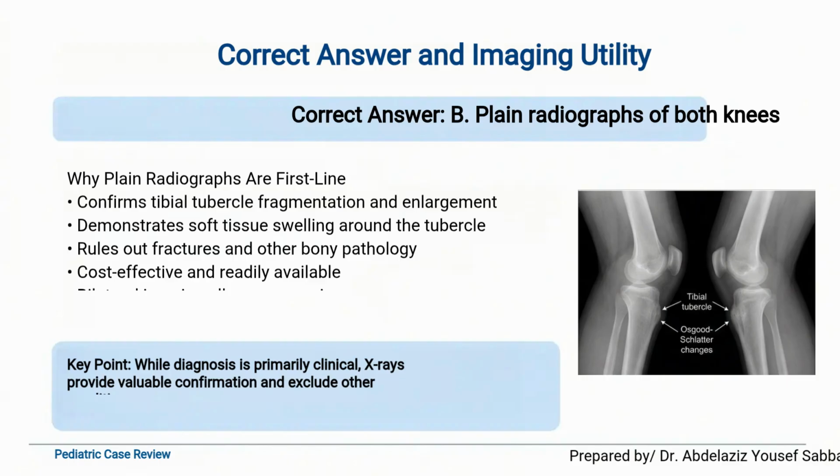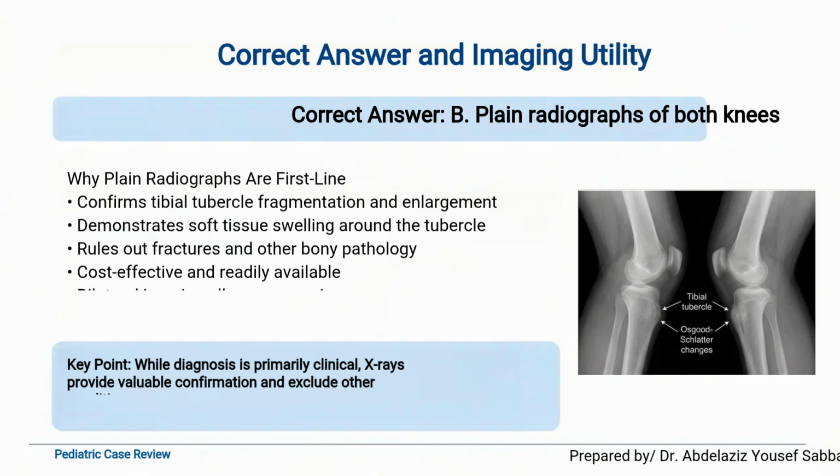While the diagnosis of Osgood-Schlatter disease is primarily clinical, plain radiographs are the appropriate first-line imaging. They confirm tibial tubercle fragmentation and enlargement, demonstrate soft tissue swelling around the tubercle, rule out fractures and other bony pathology, and are cost-effective and readily available. Bilateral imaging allows direct comparison between both sides.